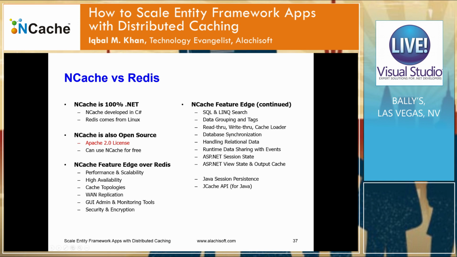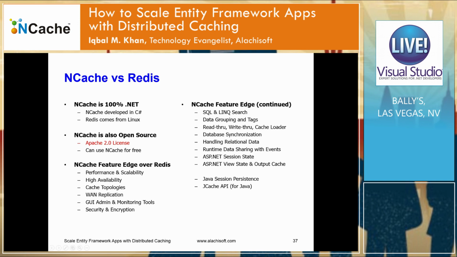NCache is also open source, just like Redis. It's Apache 2.0. NCache is purely .NET, so if you have a .NET application, it makes a lot of sense to have a .NET stack. If you don't have the money or you don't want to spend money, don't spend money, just go with the open source version of NCache.